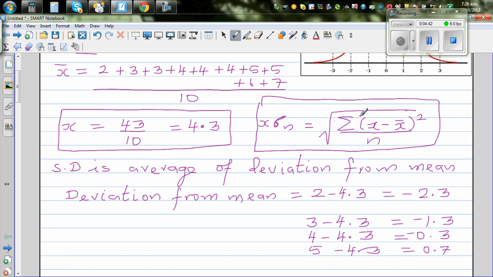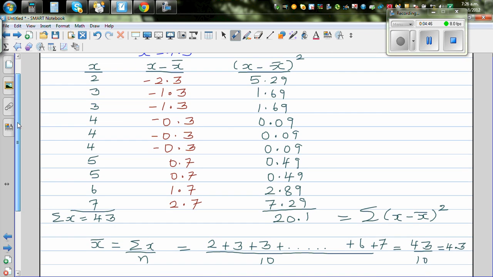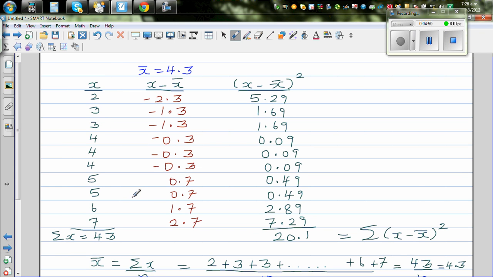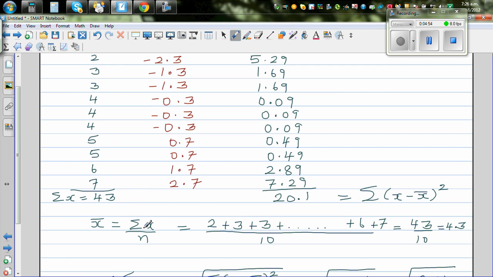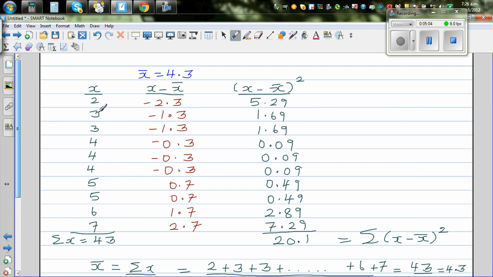So now to work this out, I've already done the working. So this is your x, and this is your x bar. I've added them up, and first you have to calculate the mean, which is sigma x over n. That means sigma x stands for the sum of the values, divided by the number of values, which gives 4.3. Okay, so this is how you calculate. So 2 minus 4.3 is minus 2.3 and so on. And 7 minus 4.3 is 2.7.